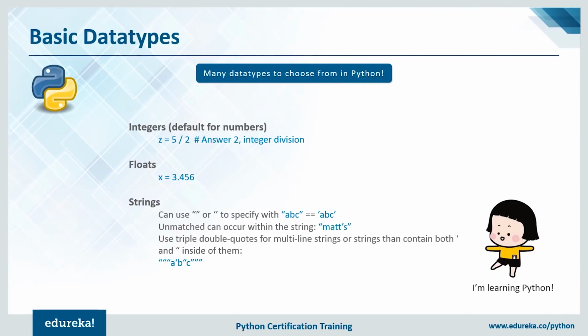And moving on, we need to take a look at the basic data types, guys. There are many data types that Python provides us, and let us consider a few. So let us start out with integers. Integers, as the name suggests, are the default for numbers, guys. So z is equal to 5 by 2 will not make sense to you directly. Why? Because as we know, 5 by 2 is 2.5. But if it is an integer, everything after the floating point is discarded. So 2.5 becomes 2. So if z is a variable of the type integer, 5 by 2 will give you an output of 2 and not 2.5, guys.